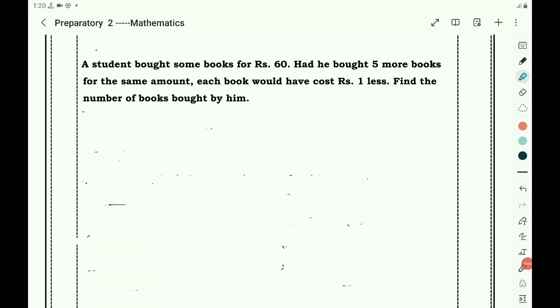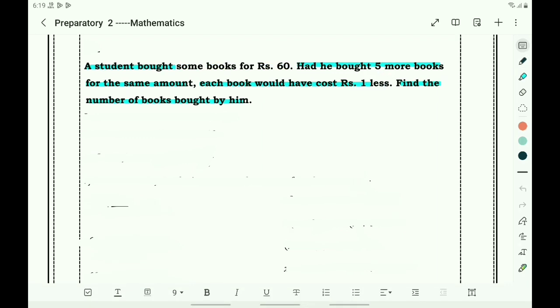Or question of the same kind. A student bought some books for rupees 60. Had he bought 5 more books for the same amount, each book would have cost rupees 1 less. Find the number of books bought by him. Here, the total cost of the books is rupees 60. The student bought books for 60 rupees. If he had bought 5 more books, you know that the cost of the book decreases. How much does it decrease? It decreases 1 rupee. So, we have to find the number of books bought by him.